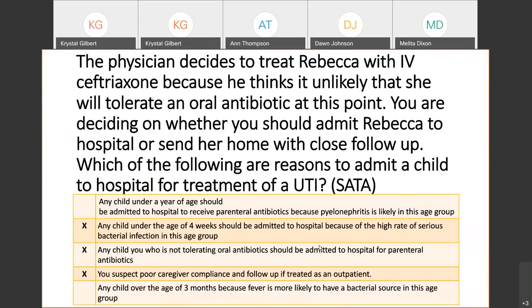And then not tolerating oral, and then under 4 weeks. I don't remember how old Rebecca is, but I think she's going to fall under this number 4. So she's not tolerating oral antibiotics, and so that's why we're going to admit her so she can get IV. So this number 4 applies to the situation, but again, medical school, other reasons.